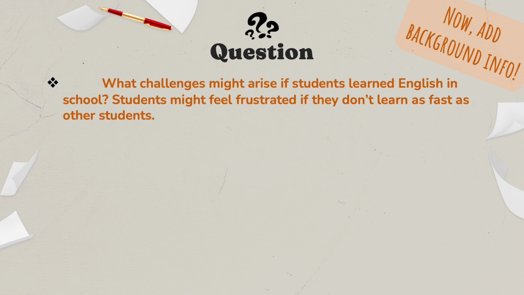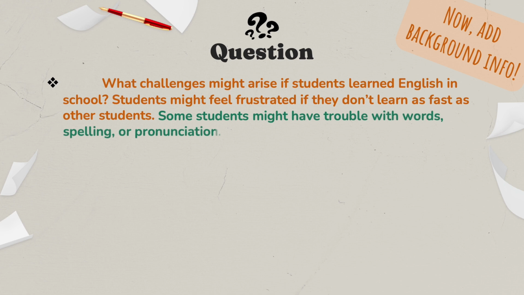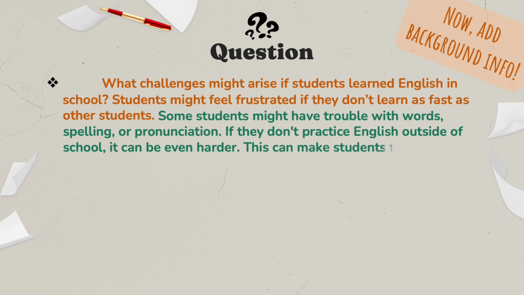Our next example says, what challenges might arise if students learned English in school? Students might feel frustrated if they don't learn as fast as other students. Some students might have trouble with words, spelling, or pronunciation. If they don't practice English outside of school, it can be even harder. This can make students feel left out or worried about their progress.